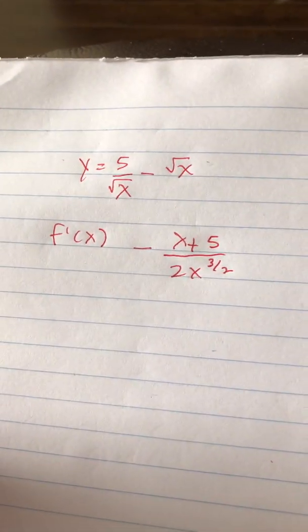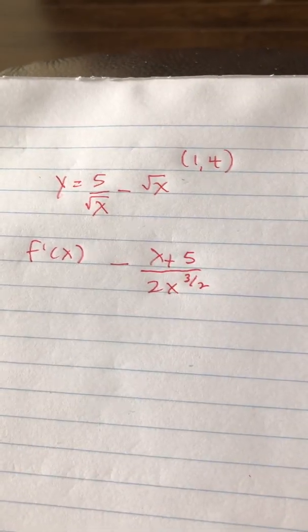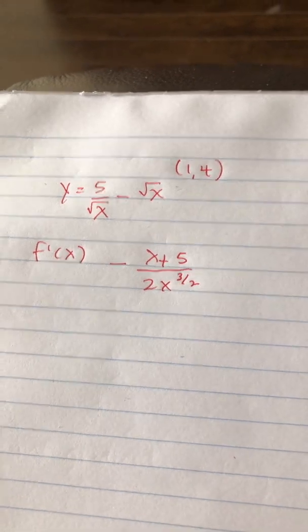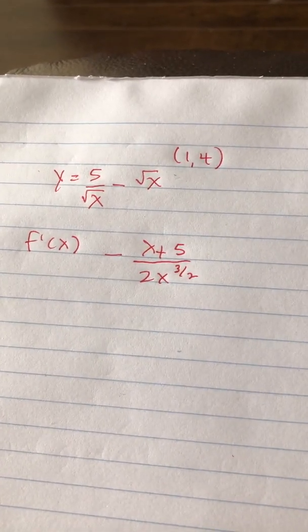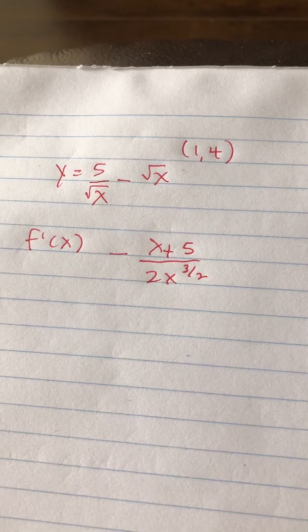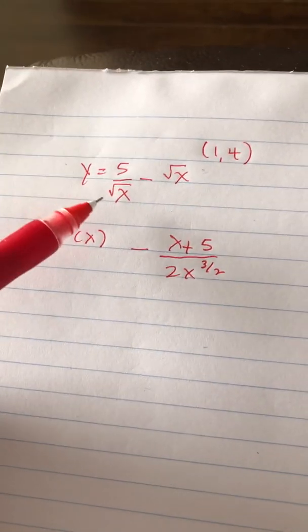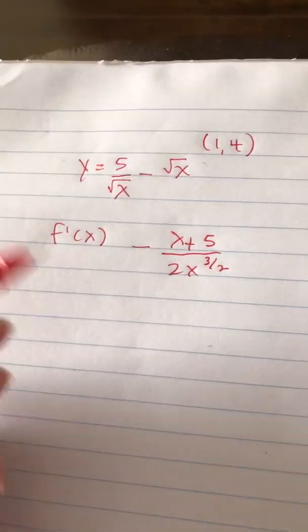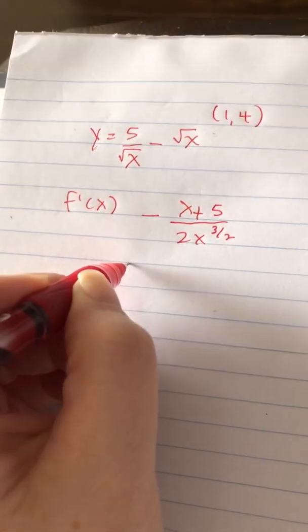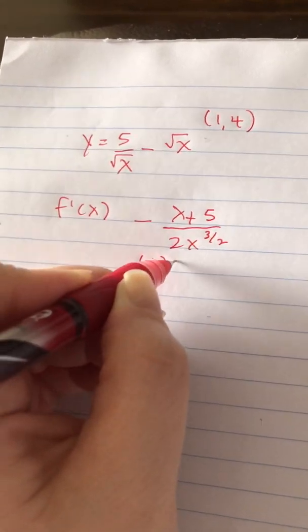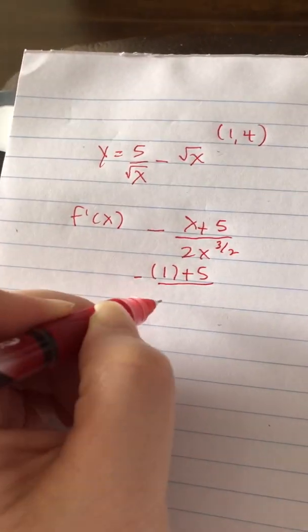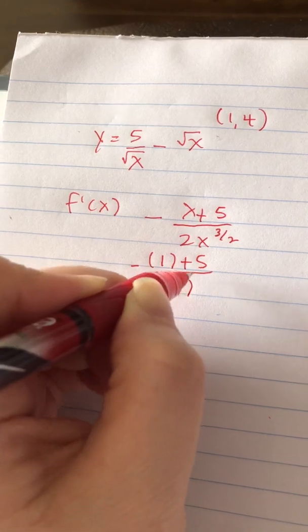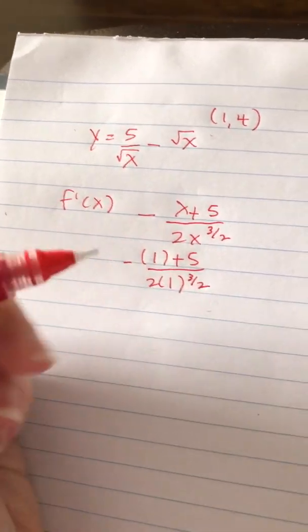So we have our derivative now, and now, because at the beginning they gave us the coordinates as 1 and 4, which is the point of contact for this particular function, we're going to plug that in now. We're going to take that x value, because this is the function for where x is equal to 1, and so we're going to plug in 1 for x over 2 times 1 to the 3 over 2.